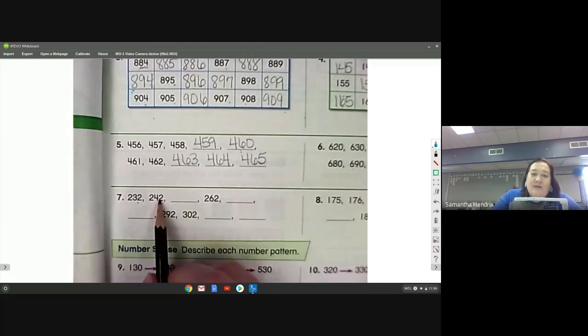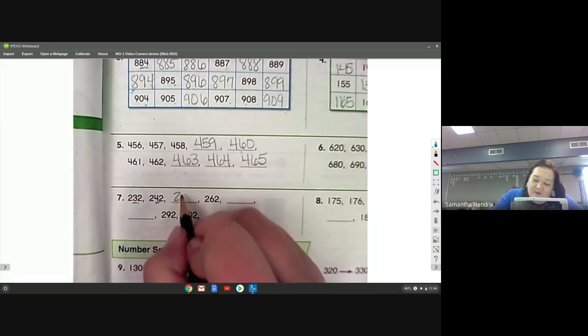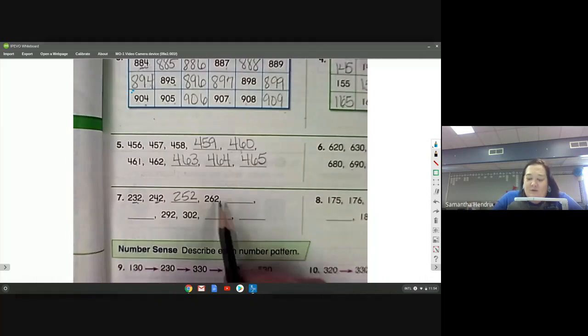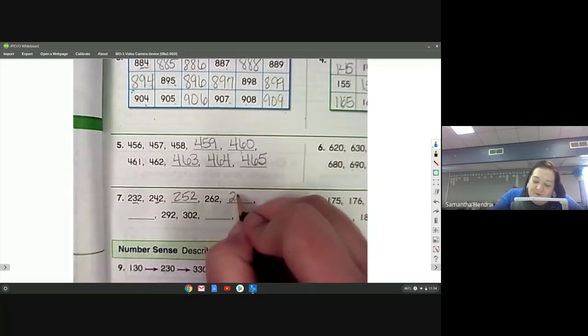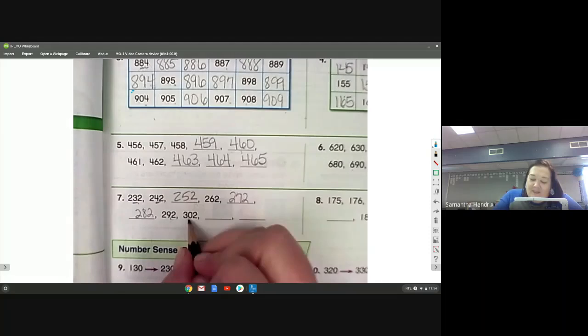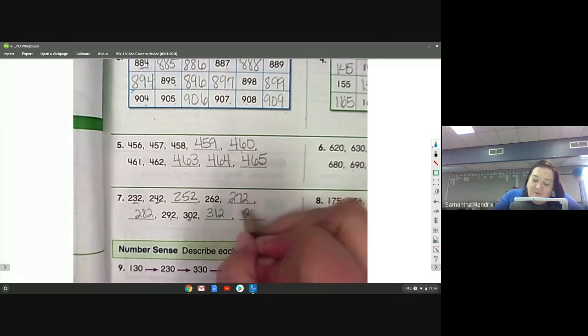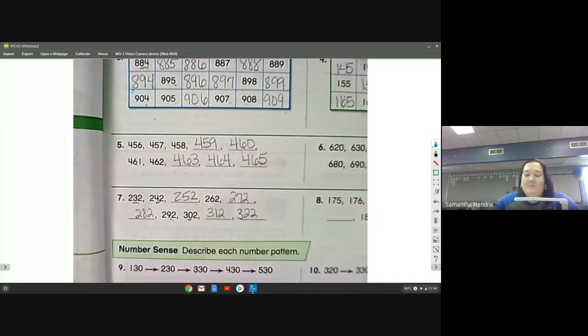232, 242. So here I've already seen our tens are increasing by 1. So this is 252, 262, 272, 282, 292. Oh, they did the hard part for us. 302. So that hundreds digit is going to increase by 1. 312. Oops, 322. Okay.